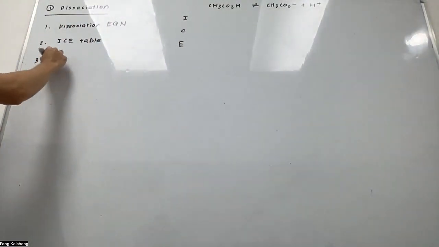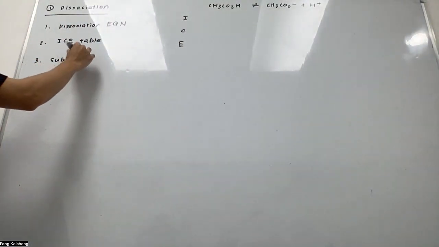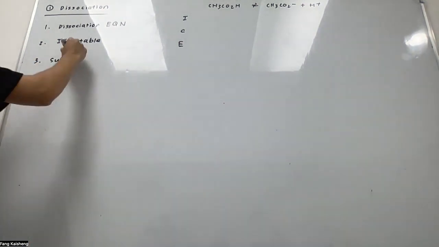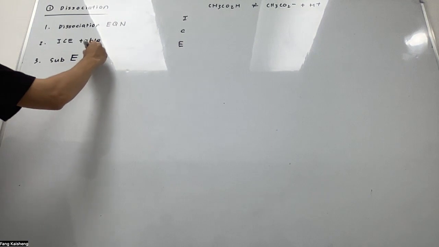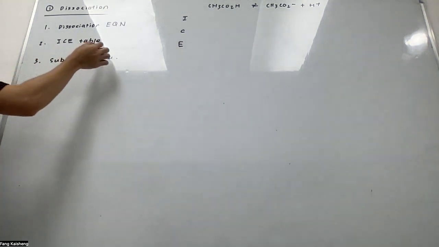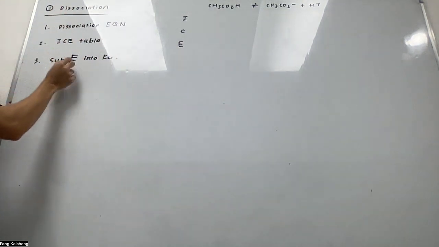Last but not least, after we have done our IC table, we can sub the equilibrium values, the E row, into your Ka expression. Do not sub anything else into your Ka. Ka is an equilibrium constant, so you can only sub equilibrium values. Now, can you all fill up this?